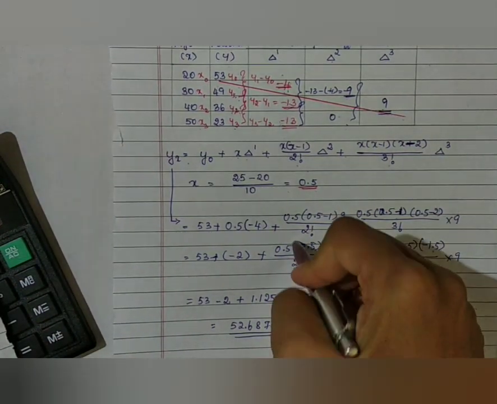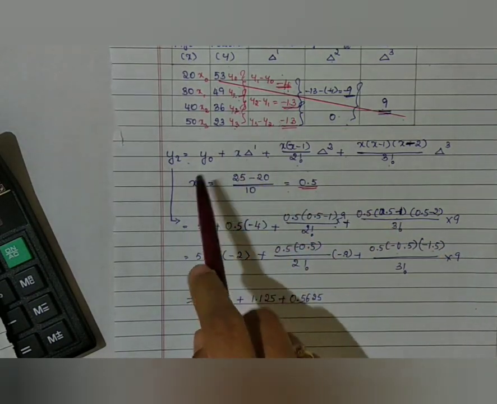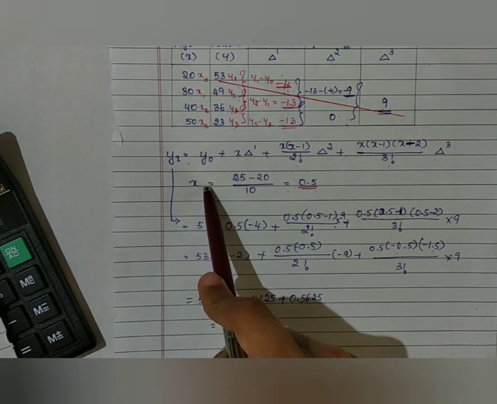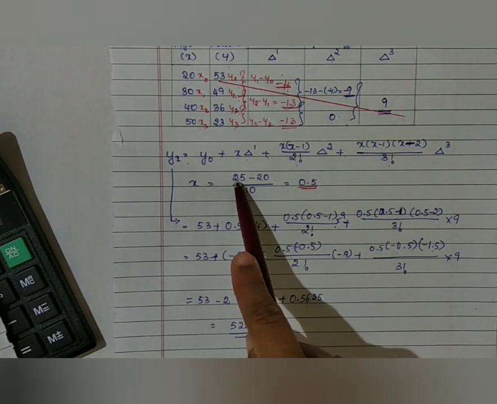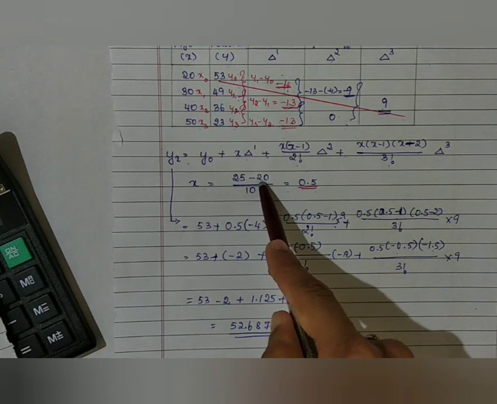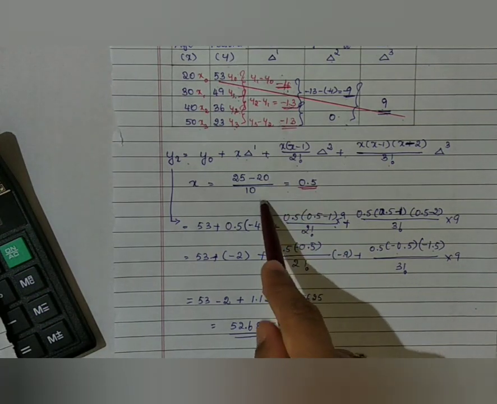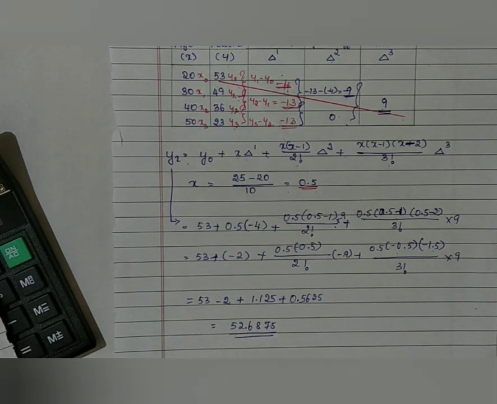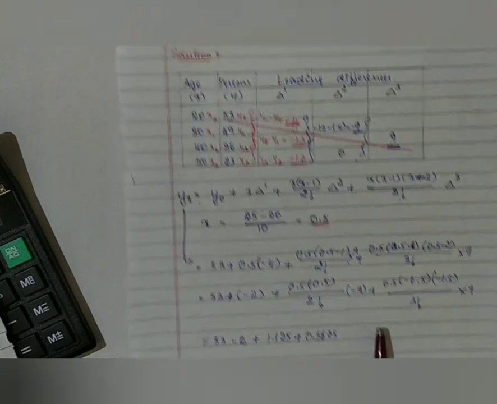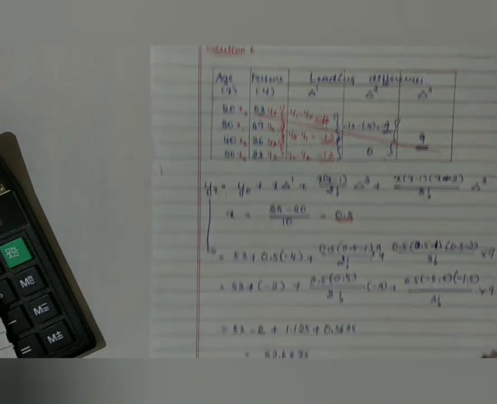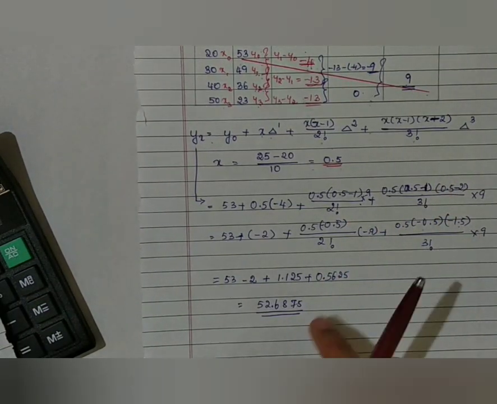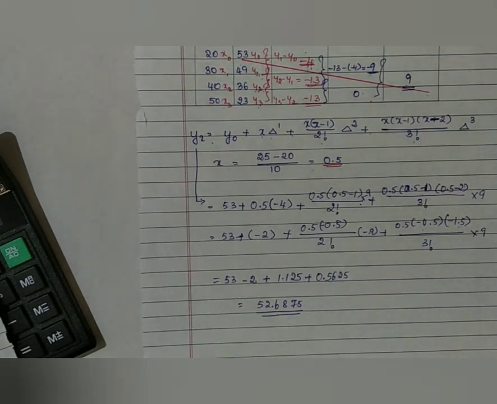To apply it to the formula, again we require the value of x. So how to calculate the value of x? Value of x to be interpolated minus value of x at origin, divided by the difference between two adjoining values of x. Here it is 30 minus 20, that is 10. Then apply it to the formula and find the value. So that's it with Newton's advancing difference method.